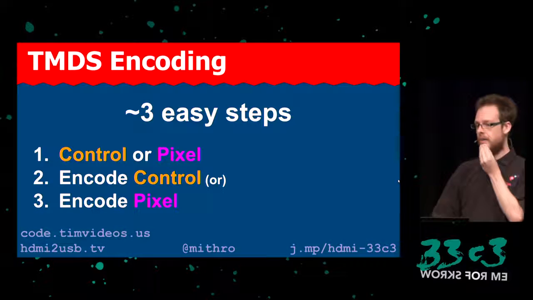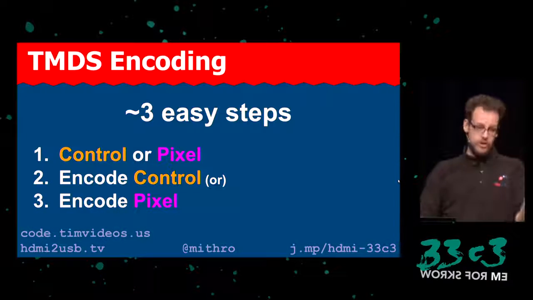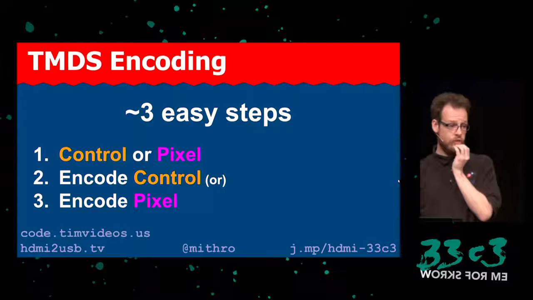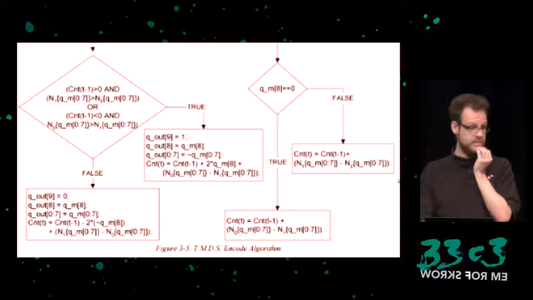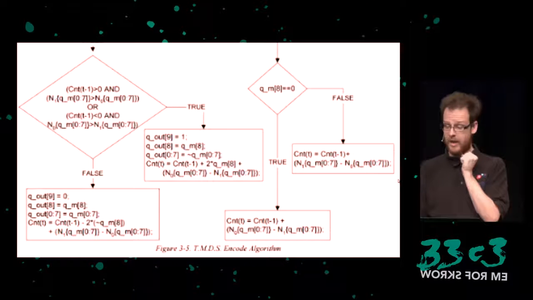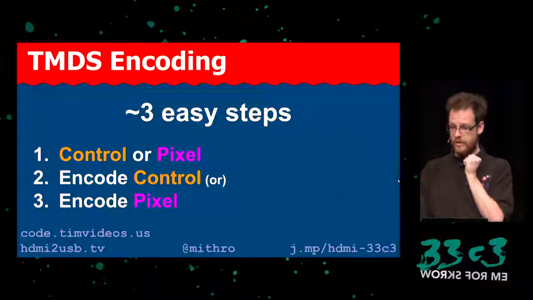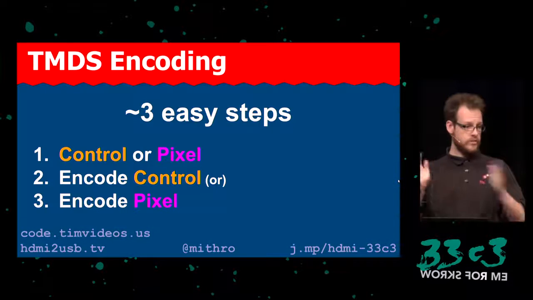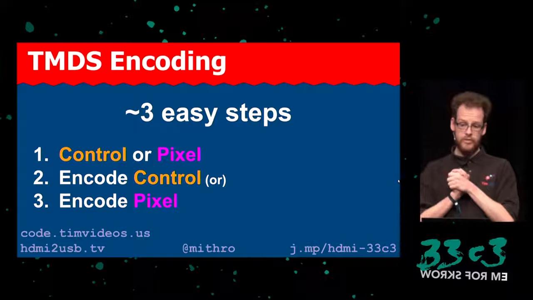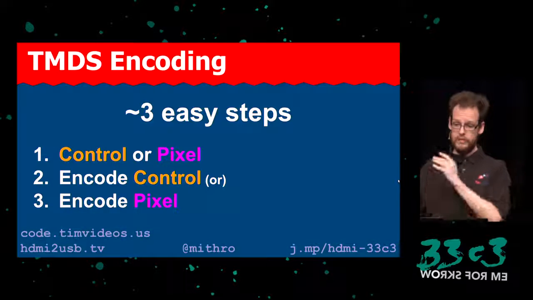And it turns out the encoding protocol is actually quite easy. It's 3 easy steps, approximately. And so I'm going to show you all how to write an encoder or decoder. That diagram is just for the encoder. They have a similar diagram that is not the inverse of this for decoding. Again, almost impossible to read. So the 3 steps are, first we're going to do control or pixel, choose which one to do, and then we're going to either encode control data or encode pixel data.